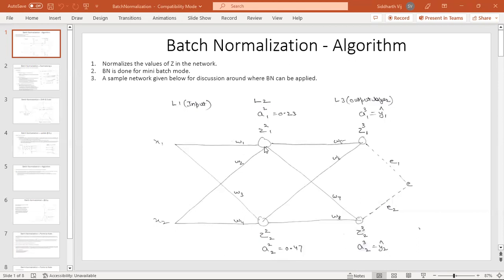The same thing can also be applied to the activations of layer 2. That means that we can apply batch normalization either to the Z values or to the activated values. But general practice is to apply batch normalization to the Z values of the network layer.